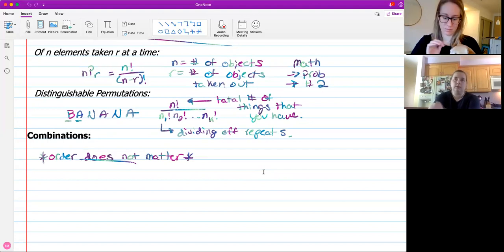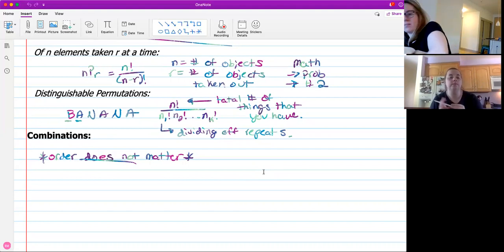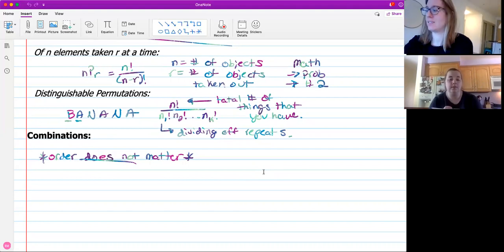This was things like, what was one of our examples? Off the top of my head, I can't think. Oh, just 8 horses running, and then who comes in third, I guess, or first, second, and third was the example that I used. So we went back to the horses that we were talking about this week. So order does not matter with these ones.